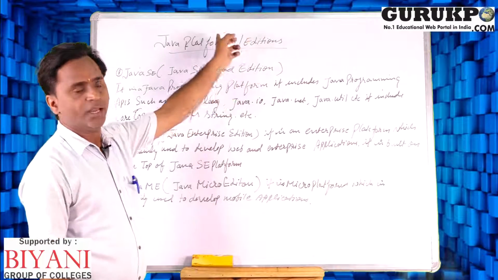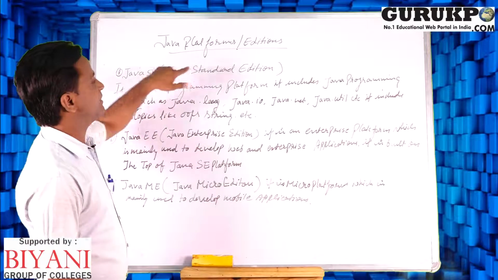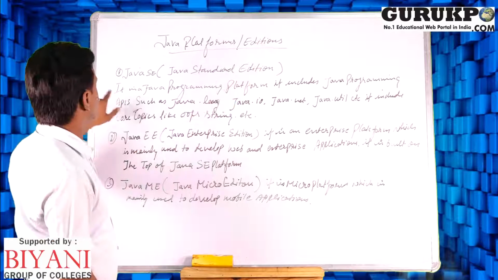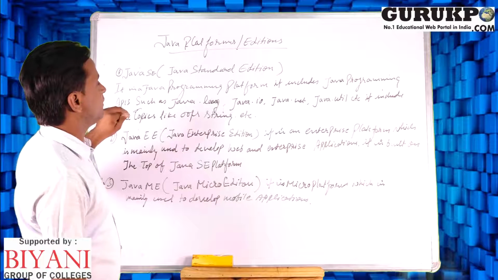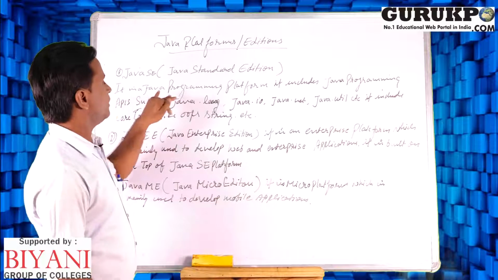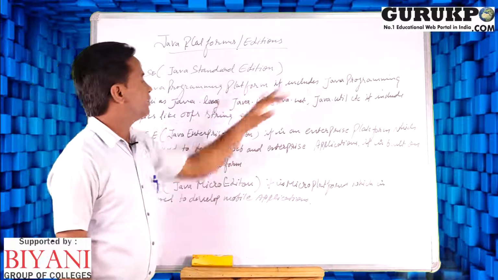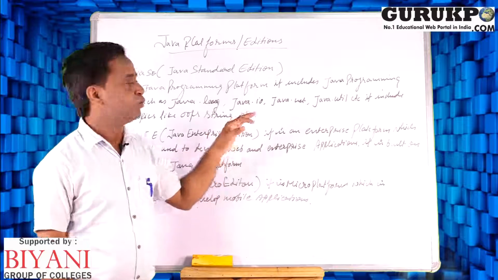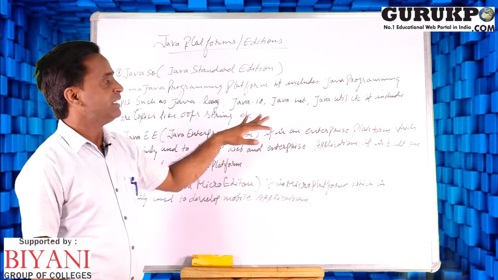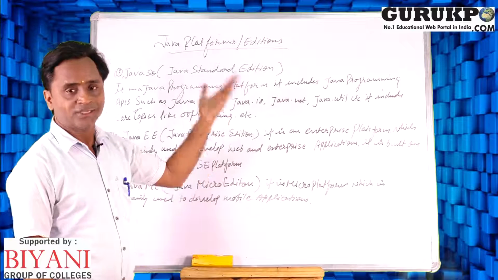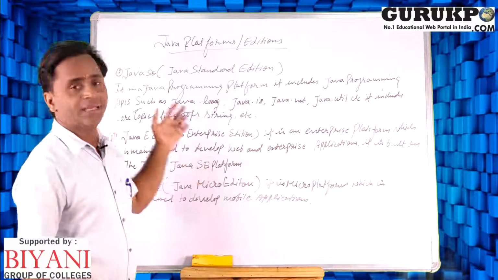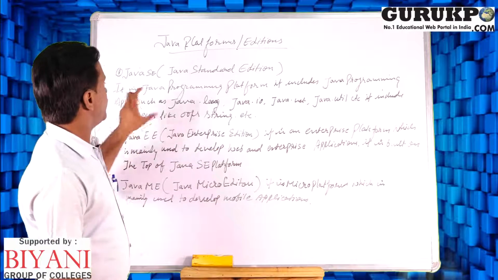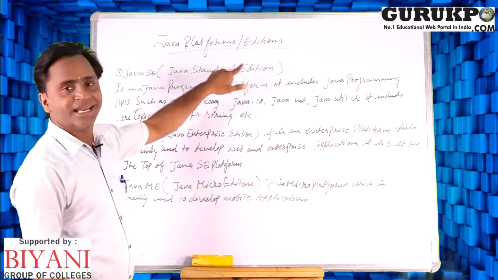After that topic, we have to discuss Java SE, Java Standard Edition, in Java platform editions. Java Standard Edition is a Java programming platform. It includes Java programming APIs such as java.lang, java.io, java.net, java.util. It includes extra topics also, for example OOPS and strings; these kinds of topics are also included in Java SE.